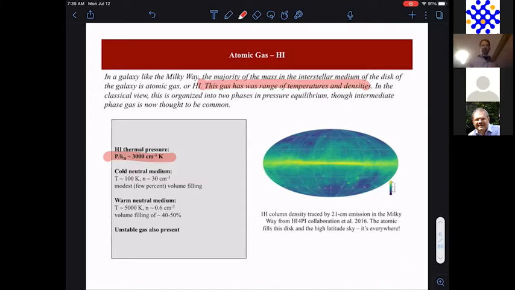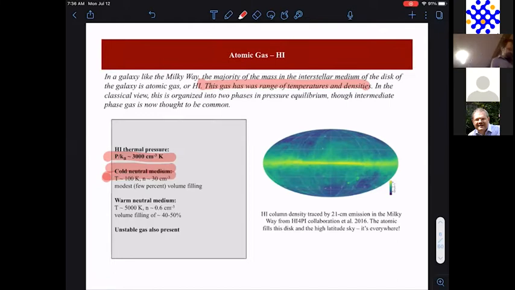So in the classical view, there are two stable equilibria based on the heating and cooling curves, and those produce a cold neutral medium, which is a phase of the atomic gas at something like 100 Kelvin with densities of a few tens of particles per cubic centimeter. This is not volume filling.